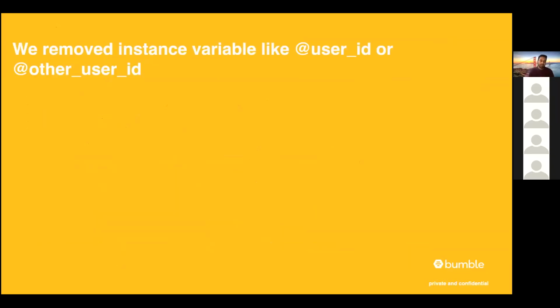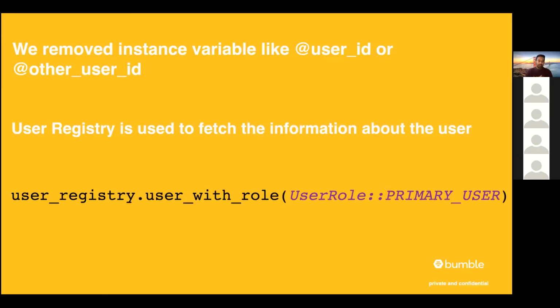Also, like I mentioned, the problem which we had previously was that we were forced to use a lot of instance variables. With this approach, we remove the instance variables like @user_id or @other_user_id, and we started to use our user registry to fetch the information of the user. So any information which I want to know about the user with a particular role, I simply ask my user registry, saying this is the user role, please give me any information which I want to fetch for this.